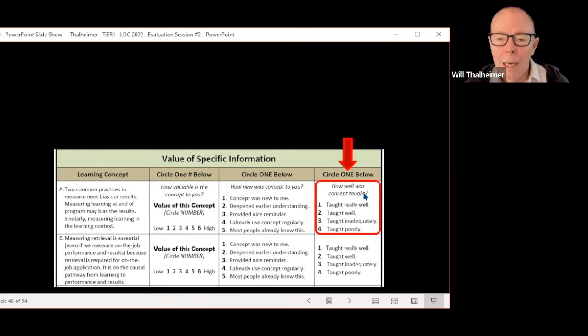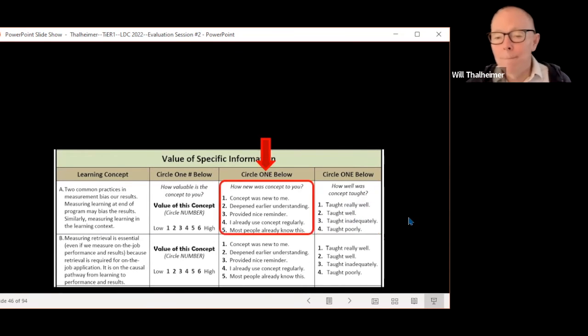Here's another question. How well was the concept taught? Well, this is too fuzzy too. There's all aspects of how well it was taught. And these are sort of Likert-like scales as well. This one's better. If you need to know whether the learners are just being fed information they already know, this is maybe a workable question, at least a good starting point. How new was the concept to you? It's new to me, deepened an early understanding, provided a nice reminder, et cetera.